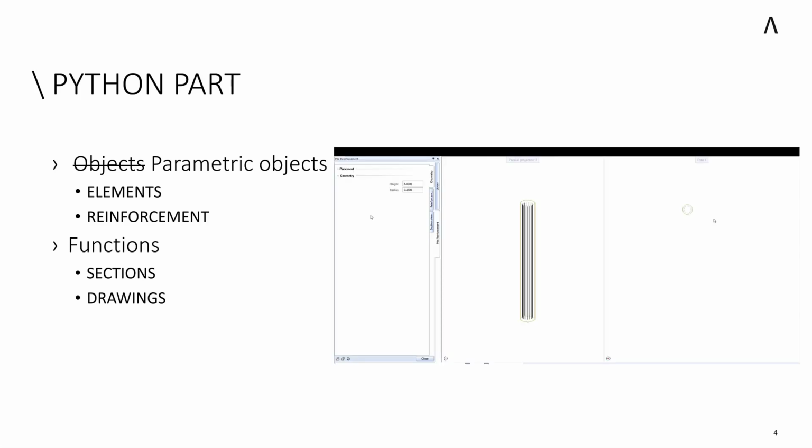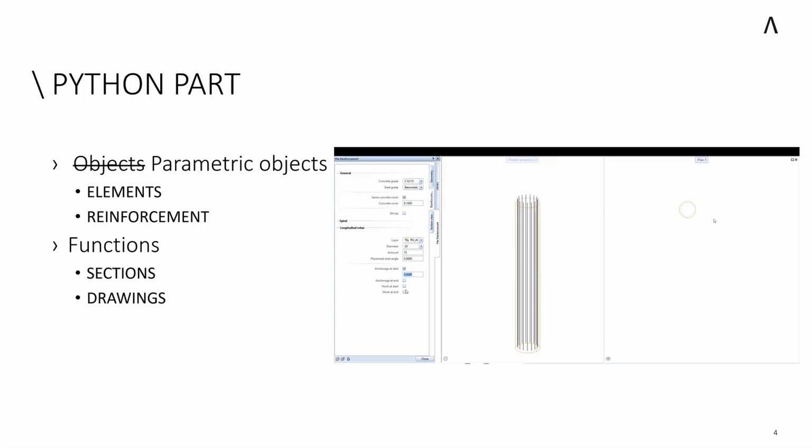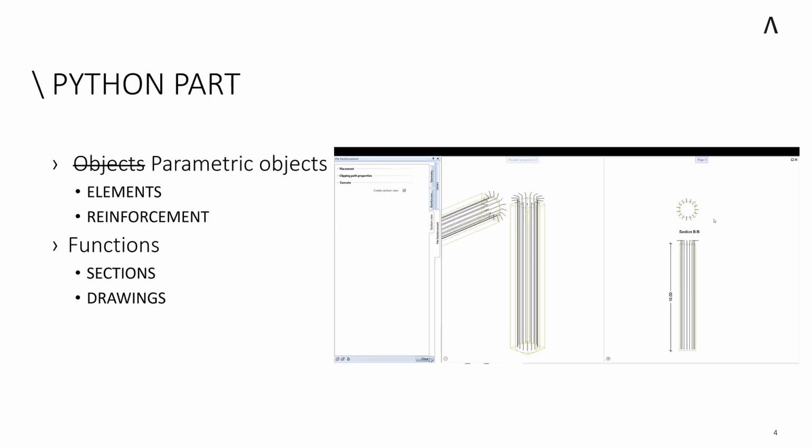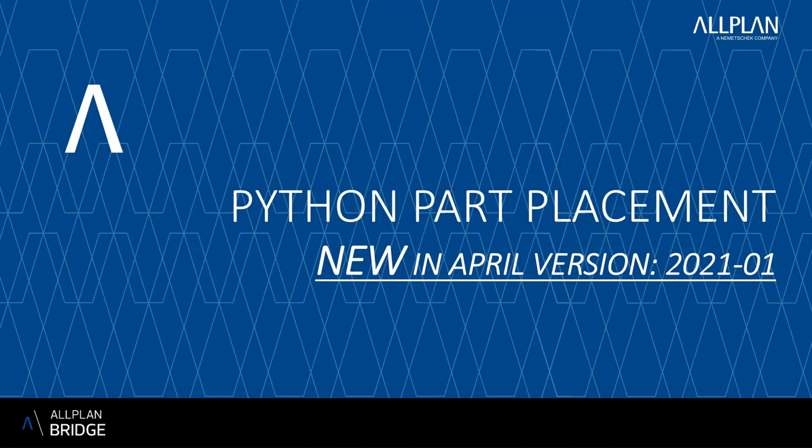What I mean by that is, I can show you here, I have a pile. This pile has a parameter, for example, height, and a radius. You can change it however you like. You also have reinforcement. This reinforcement is also parametric. You can see that I'm changing some parameters, the reinforcement is properly changing. As a function also, I have included the section cut drawing of this pile. So this is also included inside this parametric object. We call this one PythonPart. So today I will be talking about how we can place PythonPart from Allplan Bridge. This is actually a new feature that has been released today. So it's a really exciting thing.